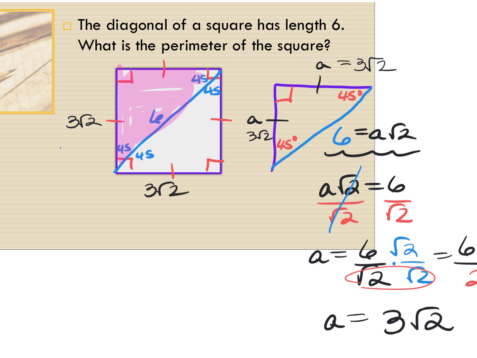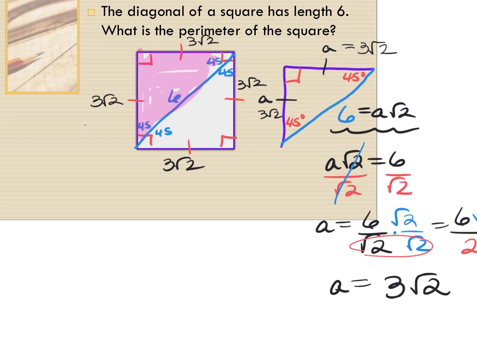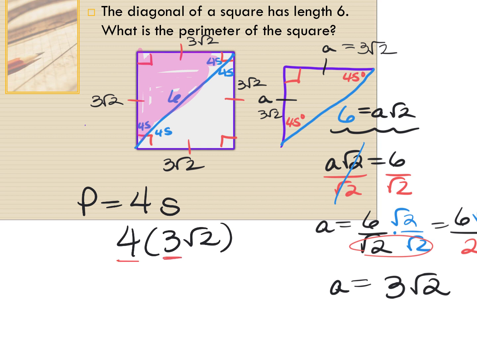Now, the question did not ask me to find the side of the square. It asked me to find the perimeter of the square. So for this one, you can do two things. Whenever it's a square, the perimeter is 4 times the side length. Well, if my side length is 3 square root 2, I'm just going to times it by 4, do the outside numbers together, and the perimeter is 12 square root 2.